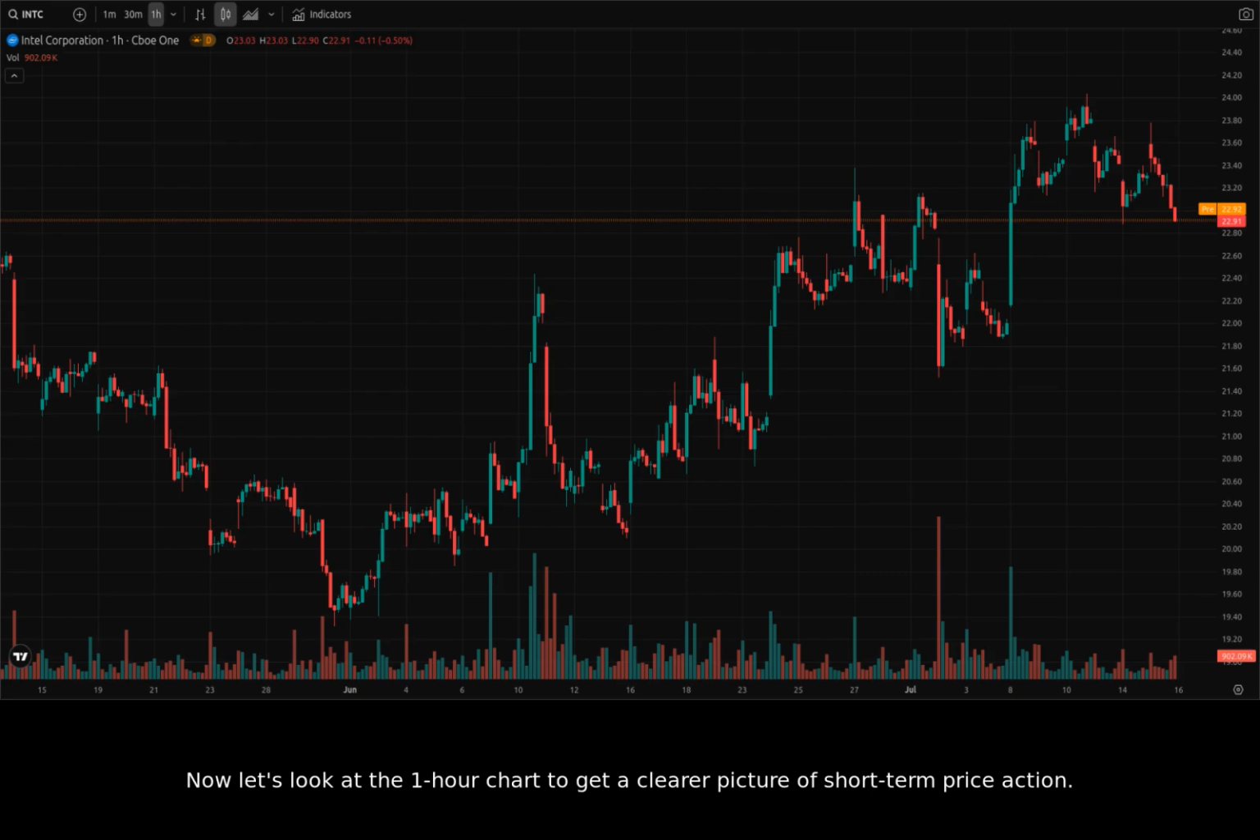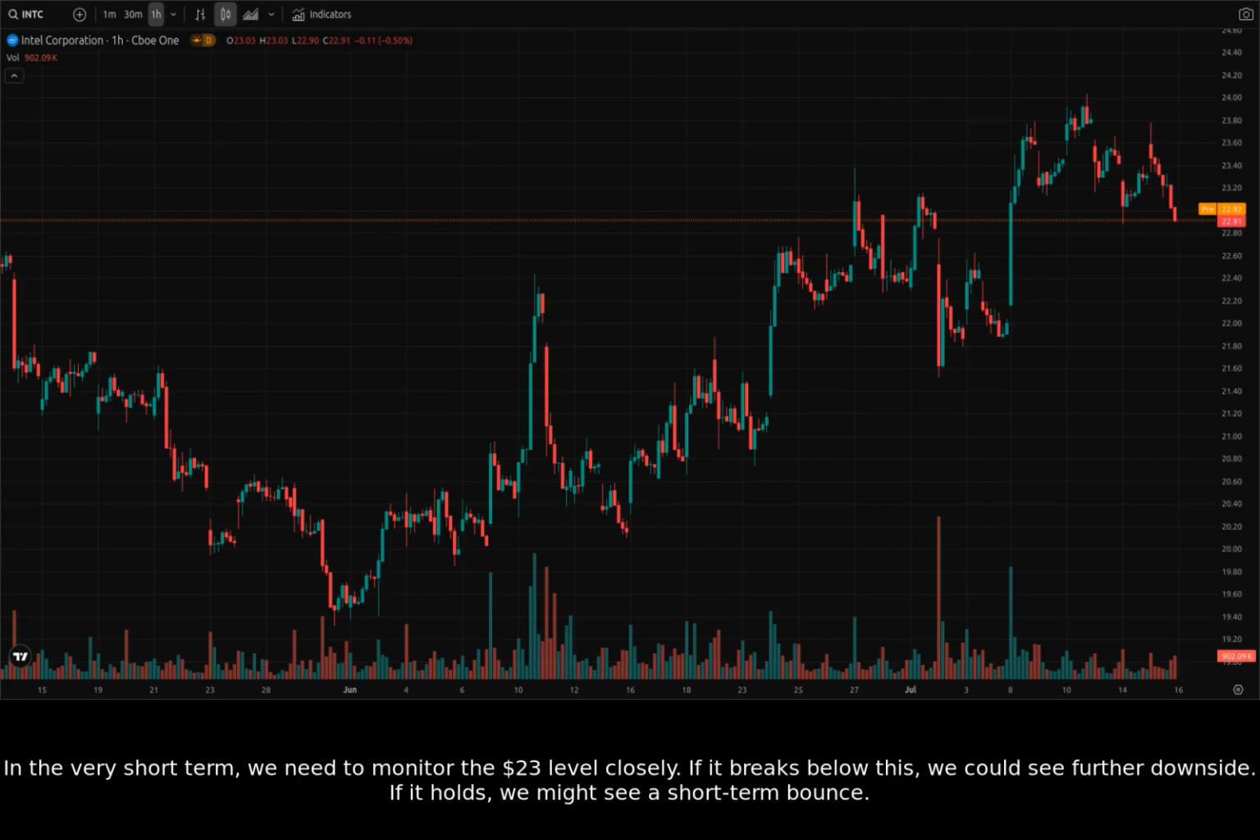Now let's look at the 1-hour chart to get a clearer picture of short-term price action. The hourly chart shows more granular price movements with recent volatility. There's some choppiness in the last few days. The lack of a strong upward trend suggests that the stock is facing resistance at higher levels.